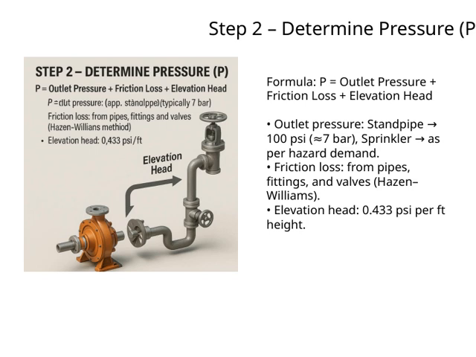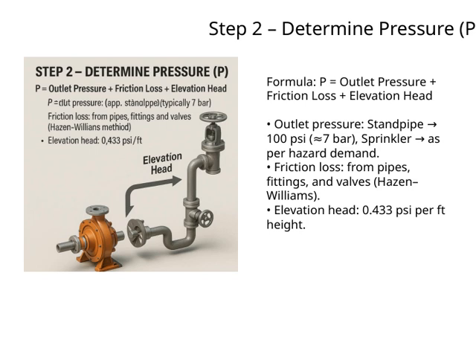For sprinklers, it varies depending on the specific hazard demand, but it's important to remember that this pressure needs to be sufficient to cover the system's needs. Next, we account for friction loss. This occurs as water moves through pipes, fittings, and valves, and we typically calculate it using the Hazen-Williams formula. This friction reduces the pressure available at the outlet, so it's crucial to include in our calculations.